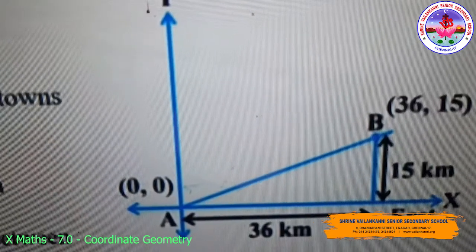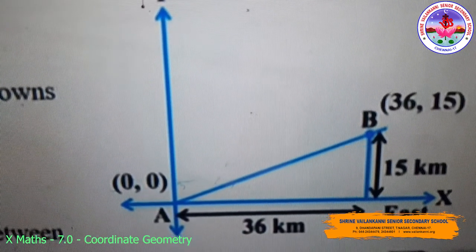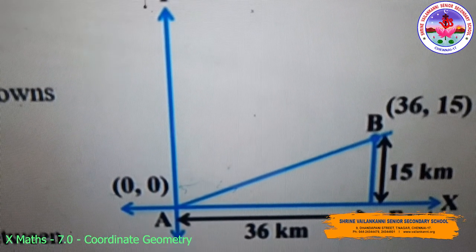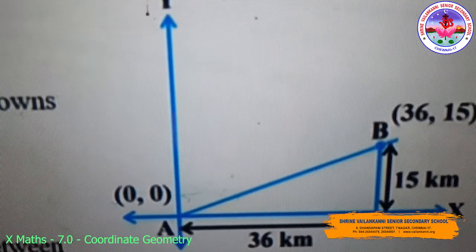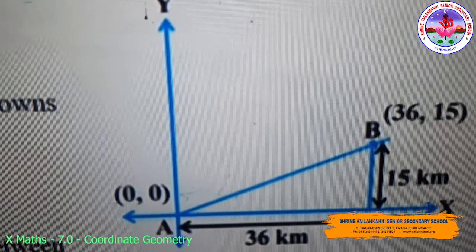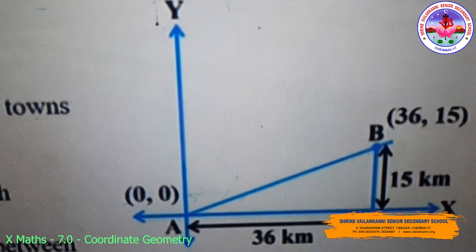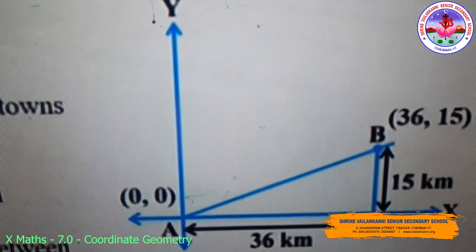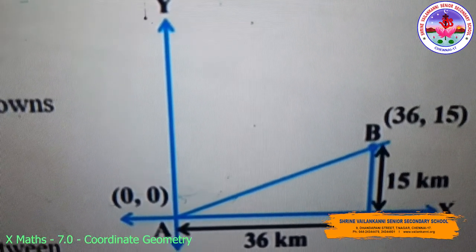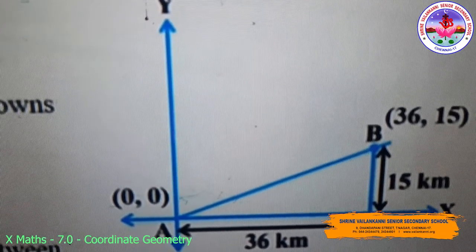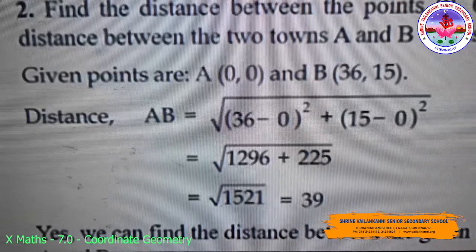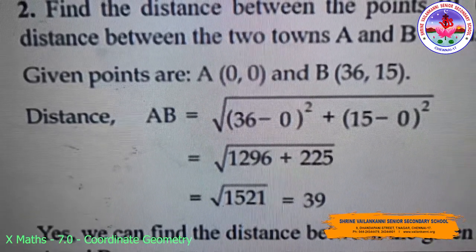So coming to the figure, where the town B is located from A at 36 km towards the eastern direction and 15 km towards the northern direction. So I have the coordinates of B as 36, 15, and A coordinate, since it is the origin, we have 0, 0. We need to find the distance of AB. Now coming to the solution, the given points are A 0, 0, B 36, 15.